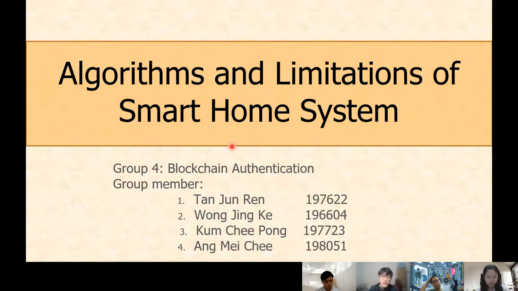online, and we find that the example from the blockchain is a smart home system, and their main solution to solve the problem is using authentication. And in this third presentation, we are going to show which algorithm has been proposed by the paper, and we are going to suggest what limitations we think of, and what might happen to the system proposed. Yeah, next.